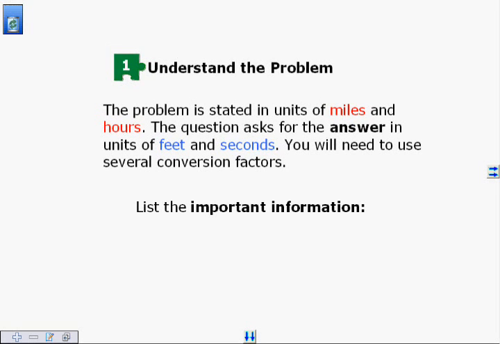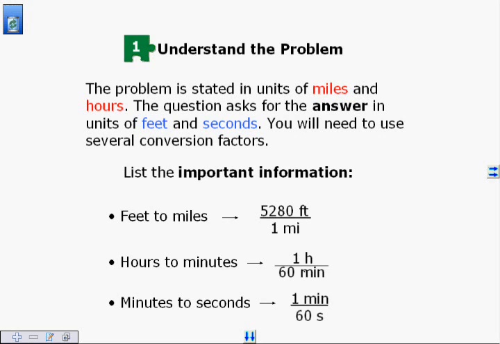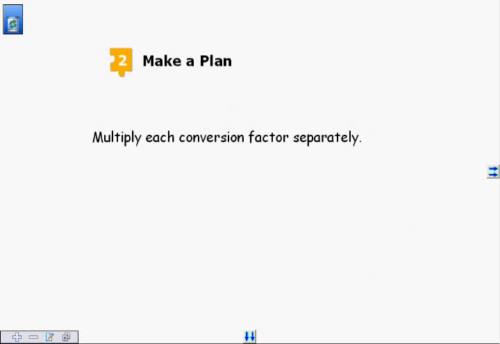So we're going to list the important information first. Feet to miles. On your formula chart, you have this information. There's 5,280 feet in a mile. Hours to minutes. 1 hour is 60 minutes. Minutes to seconds. 1 minute is 60 seconds. All that information is found on your formula chart. You don't even need to memorize it. You just write it down on your test booklet, your paper, your worksheet, whatever it is you're using.